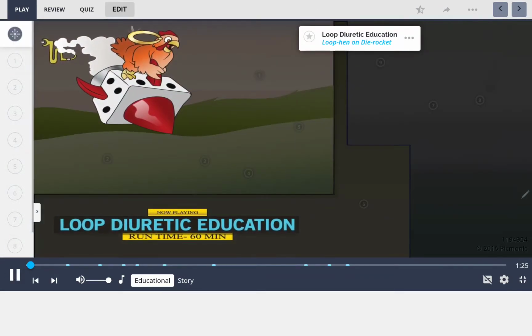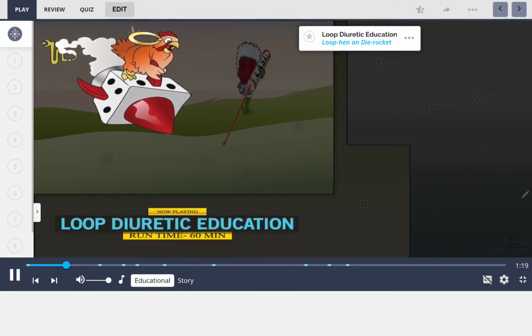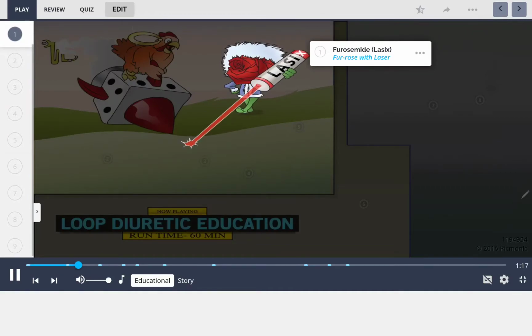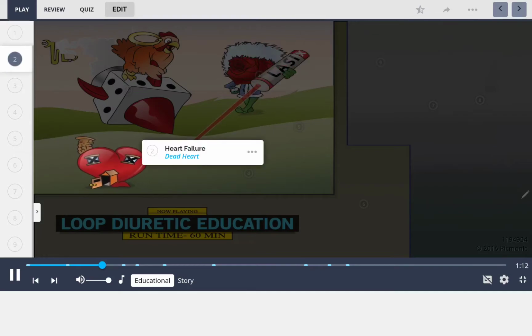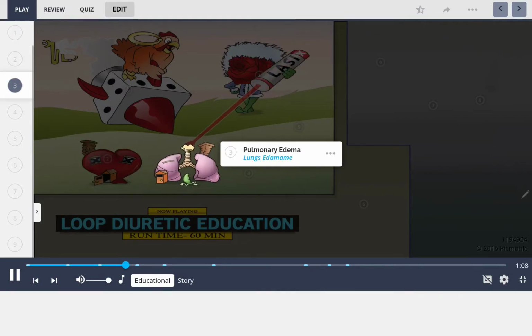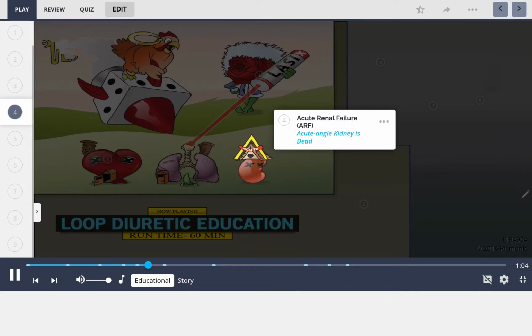In this Picmonic, we depict loop diuretics as the loop hen on di-rocket and describe what educational foundations should be taught. Furosemide, also known as Lasix, shown by the fir rose with laser, is the most commonly used diuretic. Typically, loop diuretics are used for patients that have heart failure, the dead heart, pulmonary edema, lungs with edamame, and/or acute renal failure, or ARF, shown as the acute angle kidney dead.